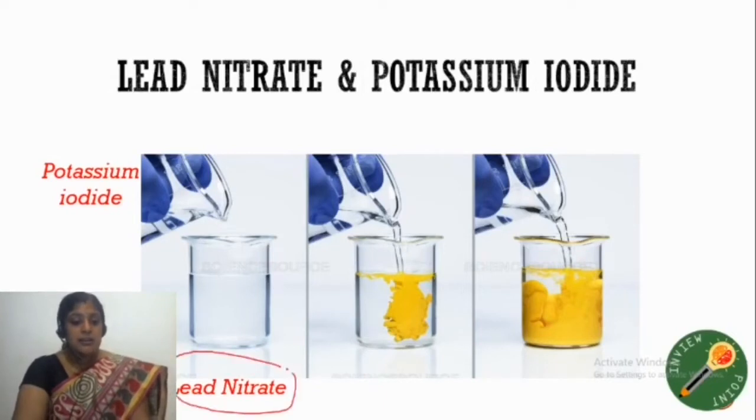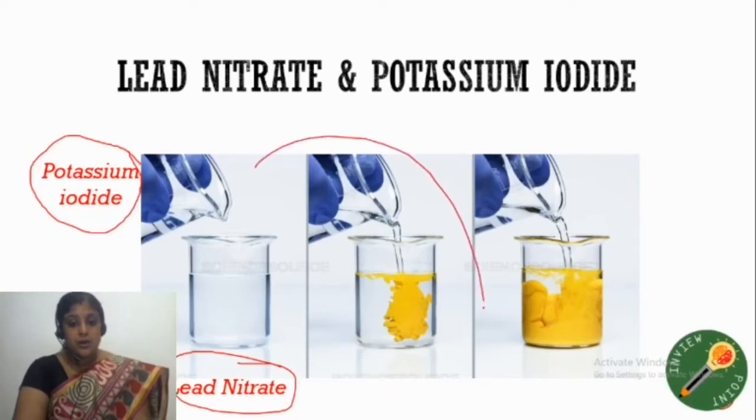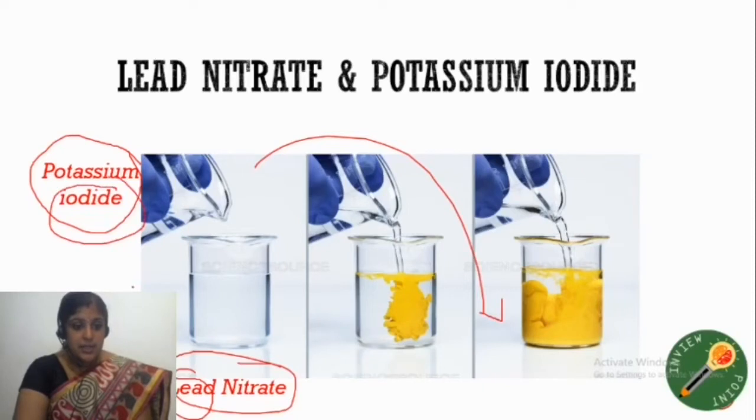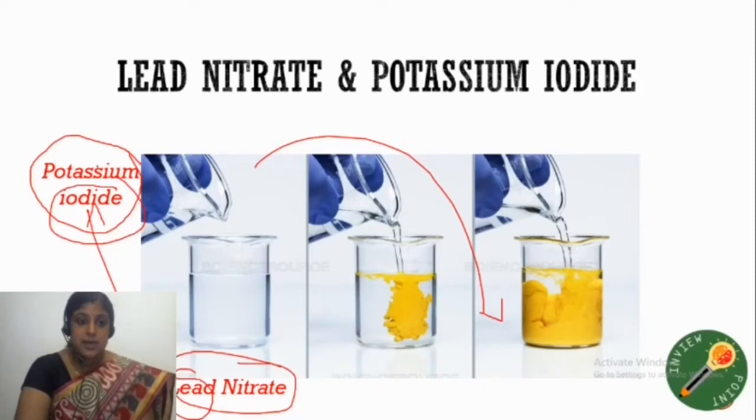Okay. Now write the chemical equation for this reaction. Lead nitrate reacts with potassium iodide to form what? I told you, the yellow precipitate is lead iodide, right? So in this lead nitrate, lead is there. In the potassium iodide, iodide is there. So lead and iodide make one product. Lead iodide is one product. So what will be the other product? What is remaining? Potassium, and here nitrate, right?